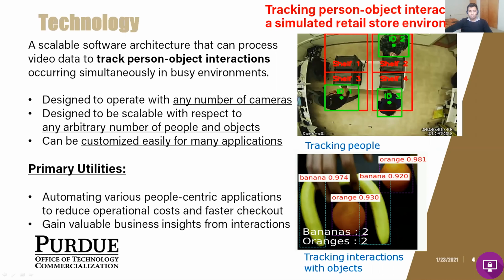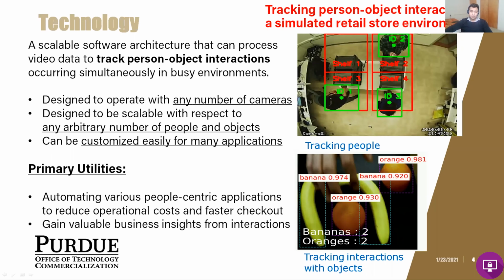In the picture towards the bottom, we can see that using computer vision and deep learning, we can track interactions with the different objects present in each of the shelves. Some key features of our system are that it is designed to operate with any number of cameras and is scalable with respect to any arbitrary number of people and objects in the environment. Additionally, the software is substantially domain agnostic in the sense that using a few minor changes, it can easily be customized for many different applications.